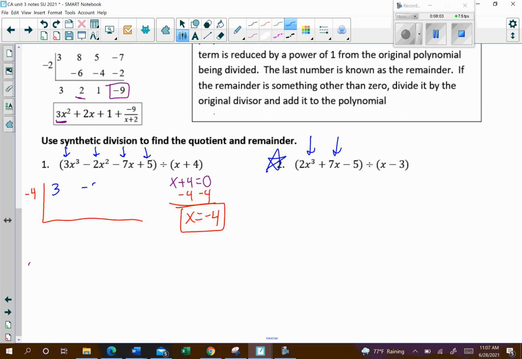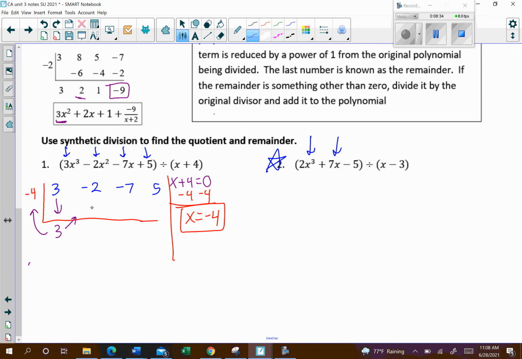So I'm just going to put -2. That's my second column. Then a -7. And then a +5. So this is my setup. And then the first thing you do is drop the first number. Drop it right here. And now we follow that algorithm, that pattern where we just multiply, put the value here, and we add, and then start all over.